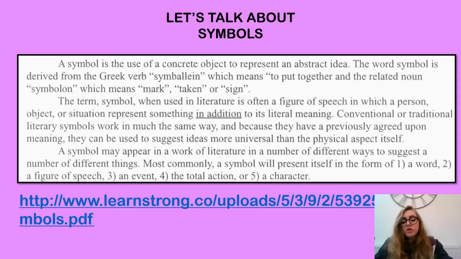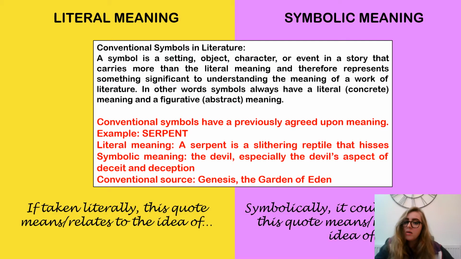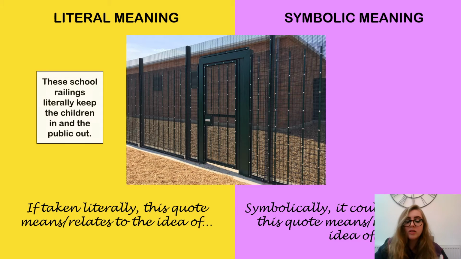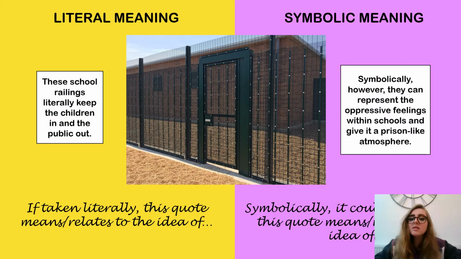Okay, so to do this, we're going to talk about symbols quickly. A symbol is a use of a concrete object used to represent an abstract idea. So, for example, the symbol of the serpent is often used to represent evil and the devil, and makes us think back to Genesis, the Garden of Eden, for example. However, it doesn't have to be things that are biblical. Symbols can also be things like, if there's a poem about school railings, it might symbolically represent the oppressive feelings within schools, if there's a prison-like atmosphere, for example. But again, this is just symbolically.